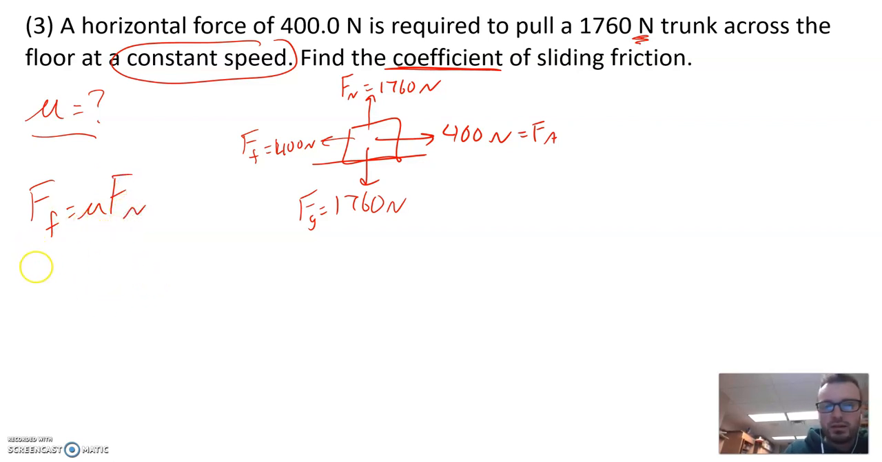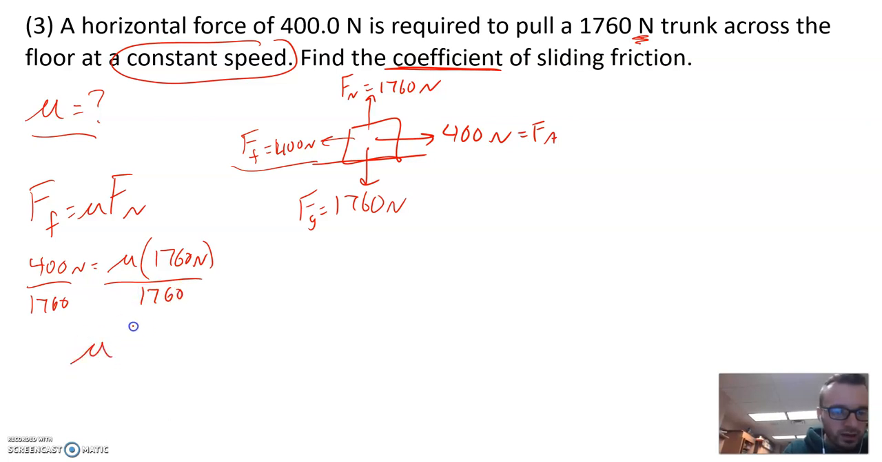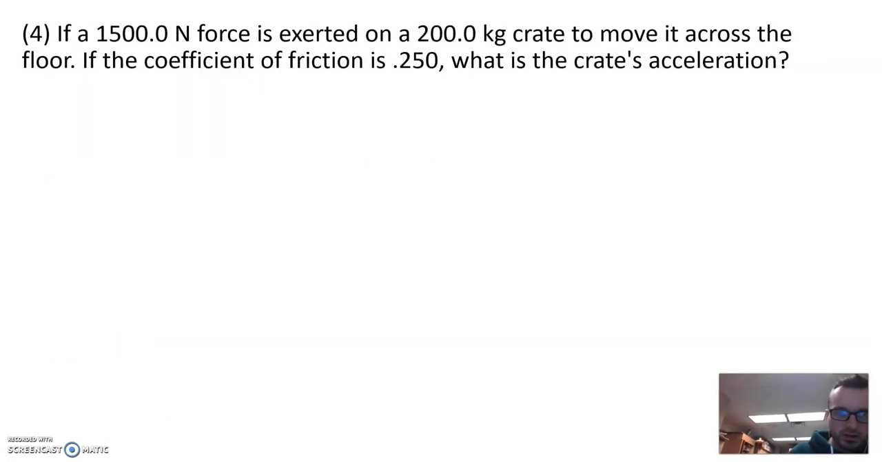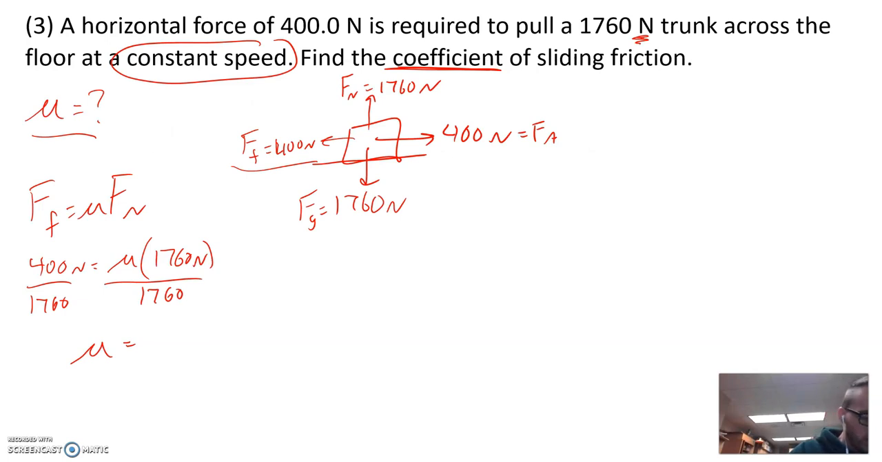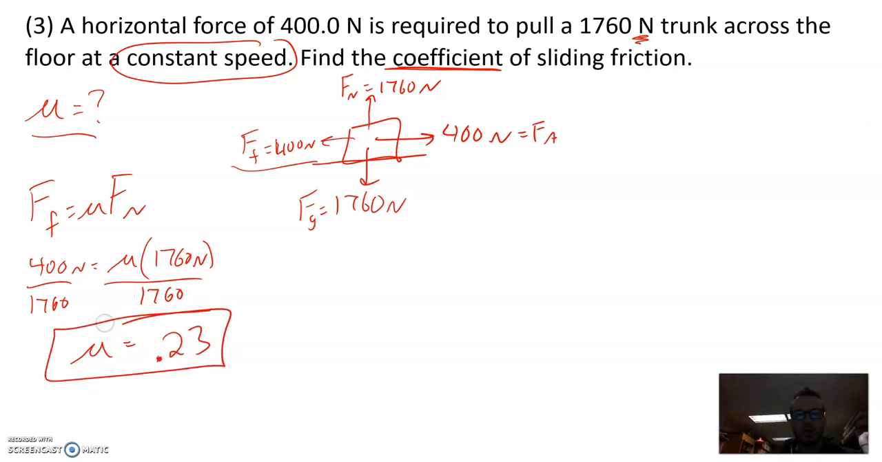So let's go ahead and plug our numbers in. FF, 400 newtons, equals mu times our normal force, 1760 newtons, and we're going to solve for our mu here. So 400 divided by 1760 equals 0.23. So that's your coefficient of friction for moving at a constant speed.